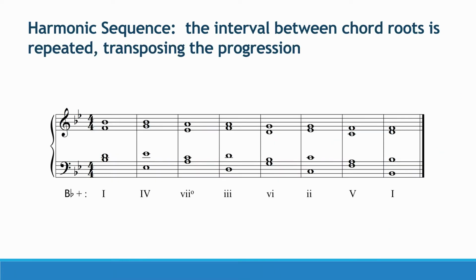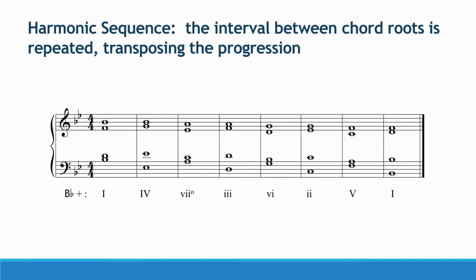So what is a harmonic sequence? Well, a harmonic sequence occurs when the interval between chord roots is repeated, and that has the result of transposing the overall progression. So here's our sequence that we looked at in our original example, the one that's very similar to what you would have done in 191. We can see, for example, that our chord roots are moving down by fifth and then up by fourth.